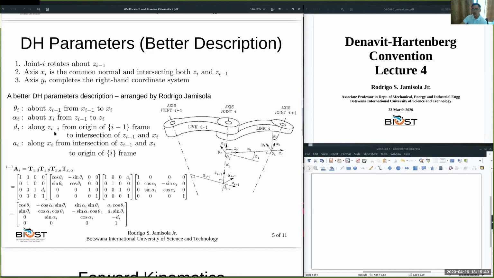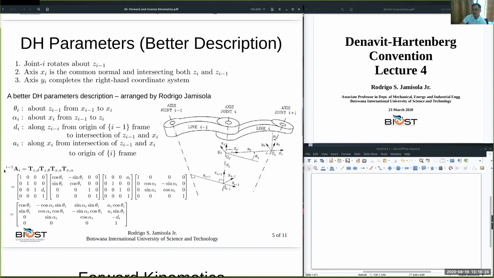So d is along Z(i-1), from the origin of frame i-1 to the intersection of Z(i-1) and Xi. And for ai, it is along Xi, from that point of intersection to the origin of the ith frame. That was already discussed last meeting. I was just reviewing so that we can be refreshed on how the DH parameters are derived. Once we derive the DH parameters, the transformation matrix can be defined, which defines the relationship between two adjacent reference frames.